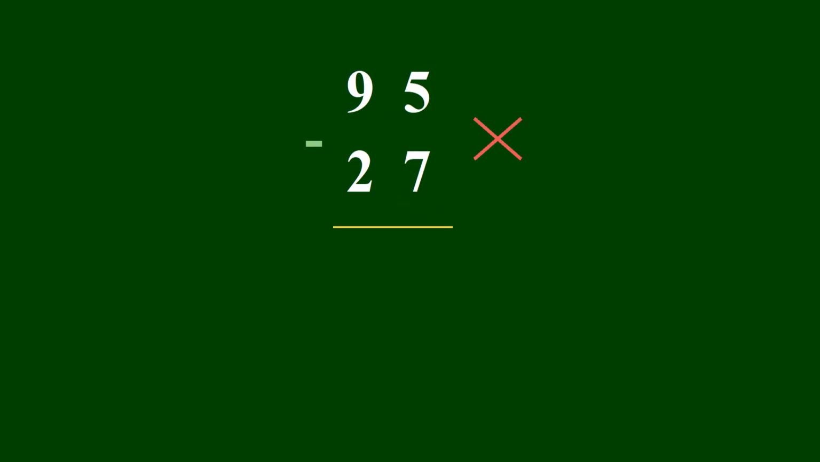5 minus 7. But I can't do it because 5 is smaller than 7. So we must borrow. You go to the 9 in the tens place and borrow 1 from it. So the 5 becomes 15 and 9 becomes 8. Now we have 15 minus 7, which equals 8.